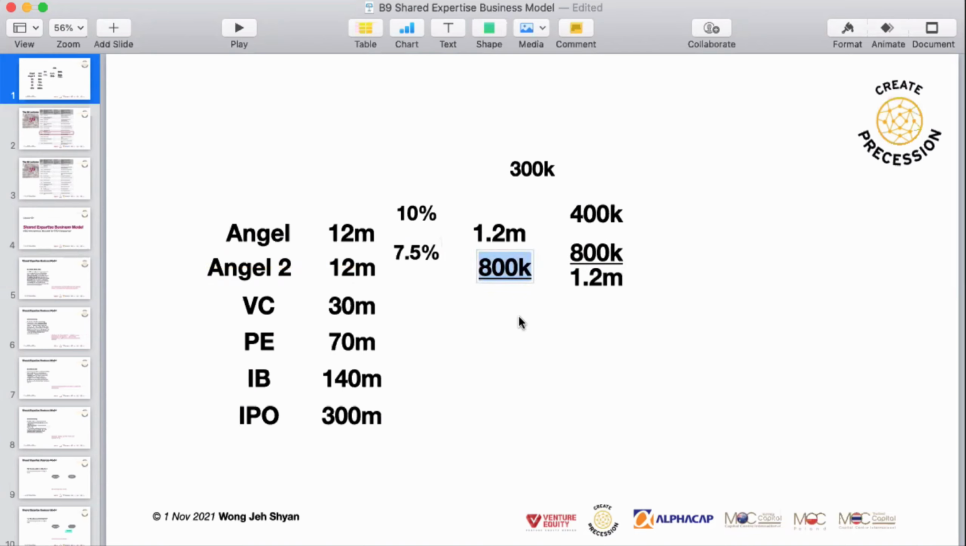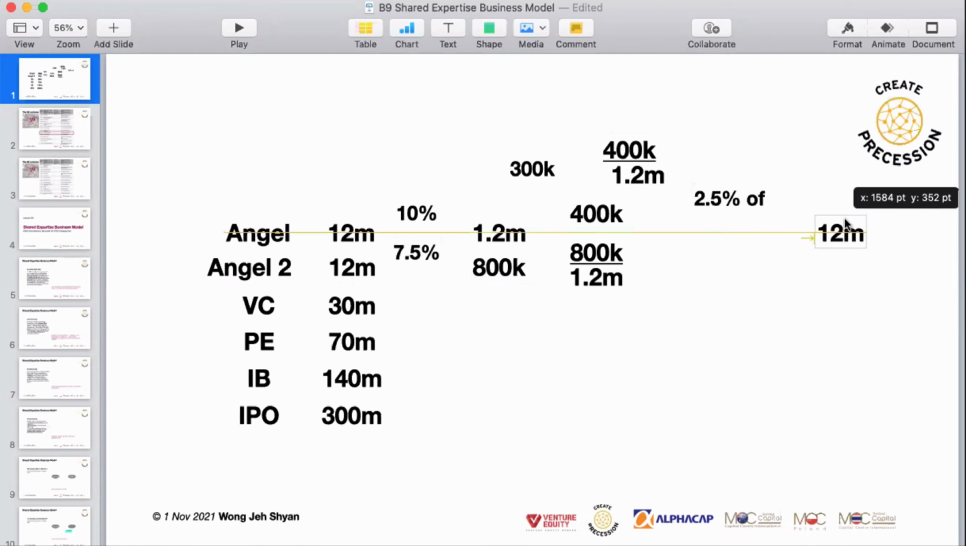Some of us, the corporate secretaries, do not know this. Most of them do not know this. So they will say, okay, do another angel round, 12.5%. So what will happen to the investors? Now, let's say there were investors who put in 400,000 over 1.2 million. How many percent are they holding? 2.5%. So they're holding 2.5% of 12 million. They also get diluted.